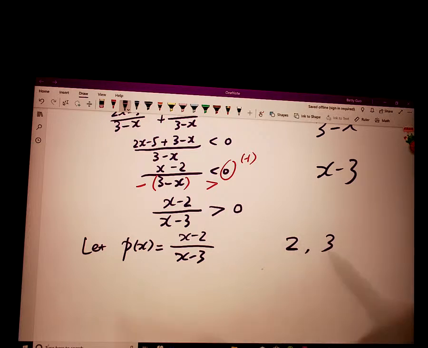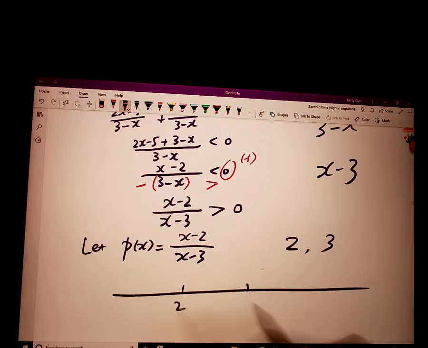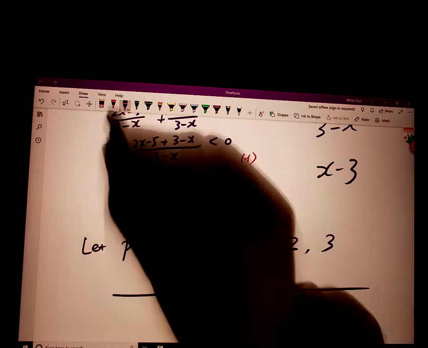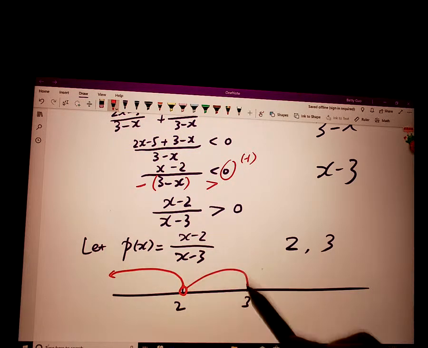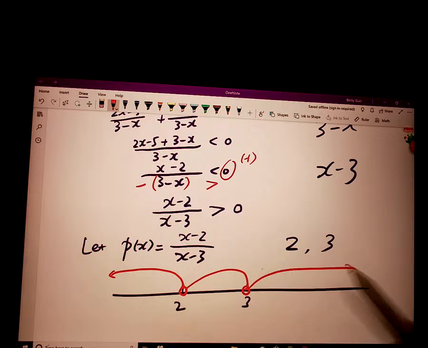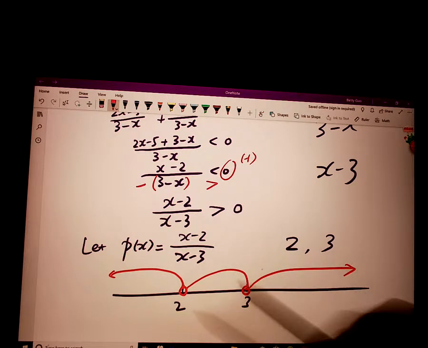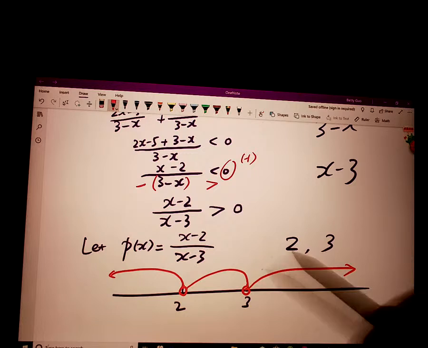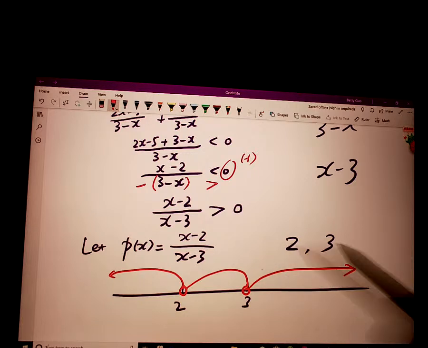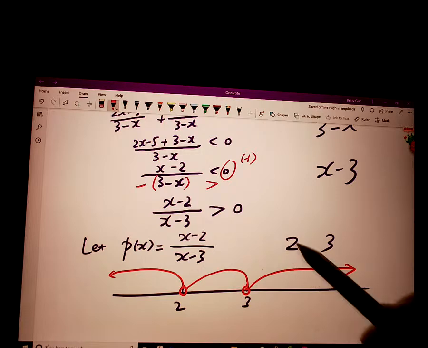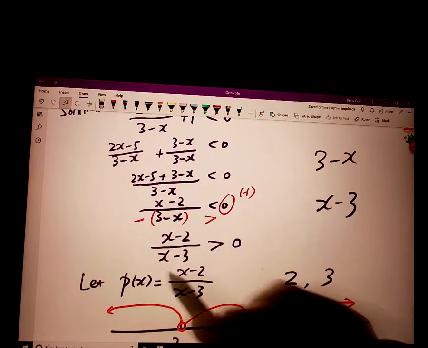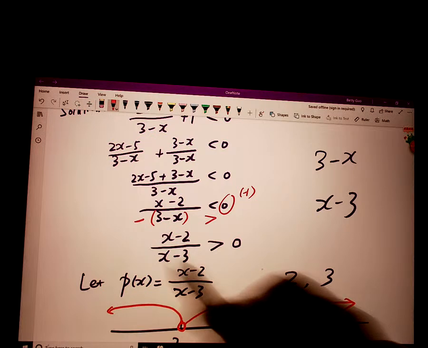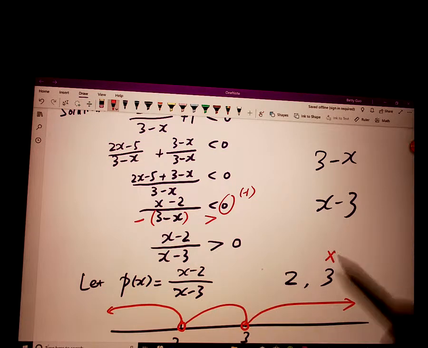Those two zeros divide the whole real number line into three parts. Part 1, negative infinity to 2, open. Part 2, 2 to 3, open. Part 3, 3 to infinity, open. How come this time we do not include either 2 or 3? We exclude 3 because 3 would make the denominator 0. Of course, we exclude 3.